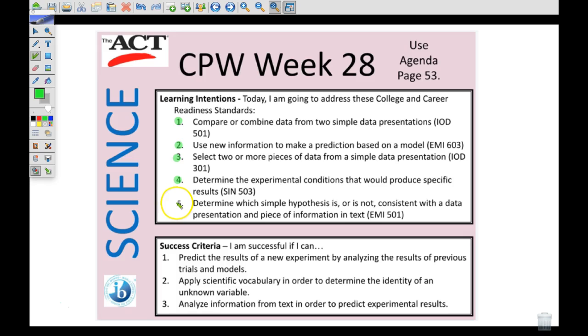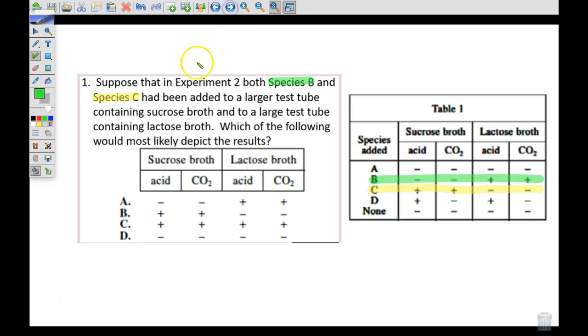And then we'll determine which simple hypothesis is or is not consistent with the data presentation and a piece of information from text. We know we're going to be successful if we can predict the results of a new experiment by analyzing the results of previous trials and models, if we can apply scientific vocabulary in order to determine the identity of an unknown variable, and then analyze information from text in order to predict experimental results.